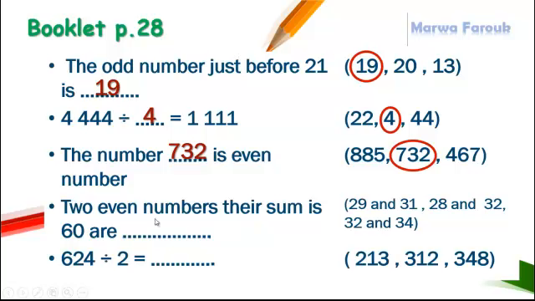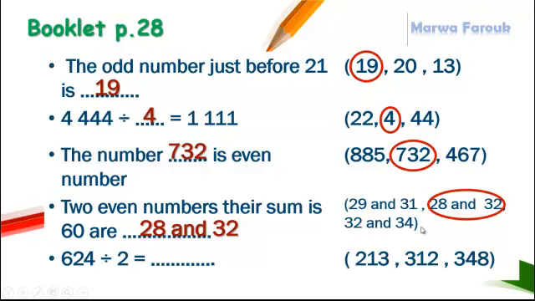Two even numbers, their sum is 60. Which are these two numbers? I will look to the combination of numbers that I have here, 29 and 31. Are they even numbers? No, they are not even numbers. They are odd numbers. Let's move to the next combination. I have 28 and 32. Are they even numbers? Yes. Okay, let's add them together and see what their sum is. 8 plus 2 equal 10, put 0 and carry up 1. Now 1 plus 2, 3, and 3 plus 3, 6. So their sum is 60. So these are the two numbers that I want here.